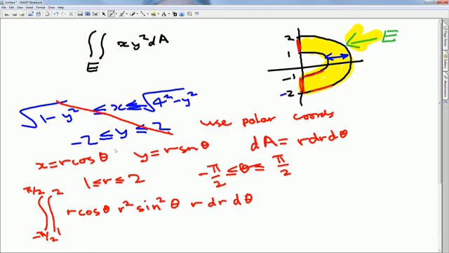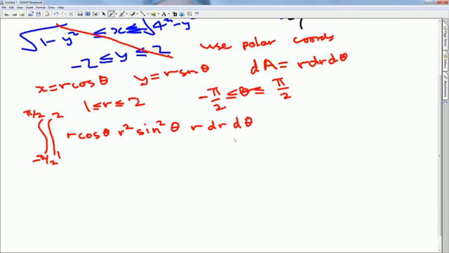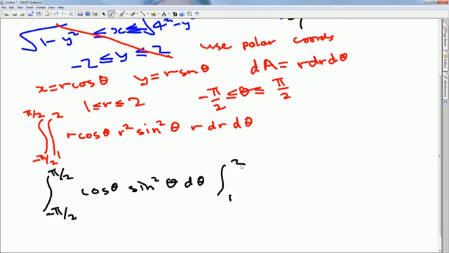So in this case, although the integrand has lots of things in it, you can see it's just a product of things of r and things of theta. So we can actually separate it out completely. I can put all the theta bits together: cos theta sine squared theta d theta. And I could put all the r bits together: from 1 to 2 of r squared times r, so r to the 4, dr.